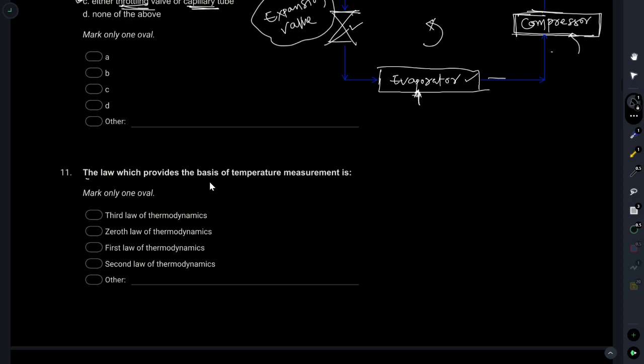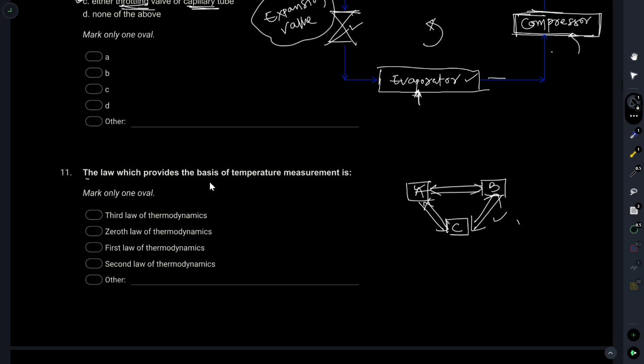That means suppose there are three bodies, or three systems we can say: this system A, this is B, and this is C. Suppose A is in thermal equilibrium with B and separately in thermal equilibrium with C, then these two bodies, these two systems, are also in thermal equilibrium with each other.